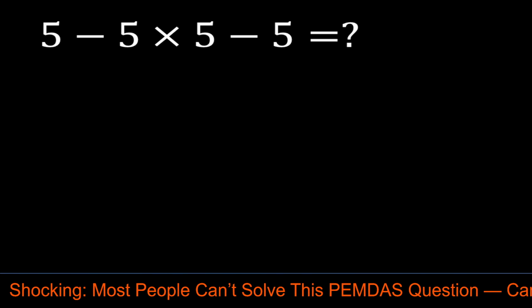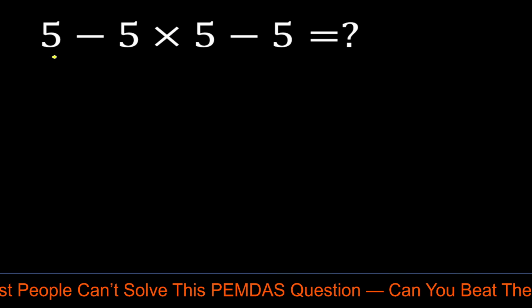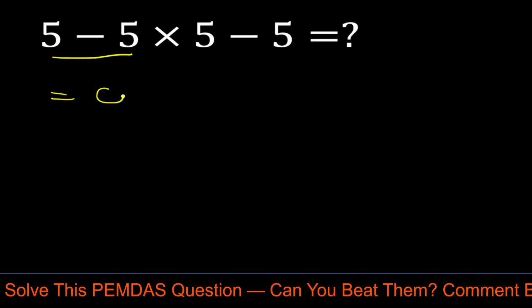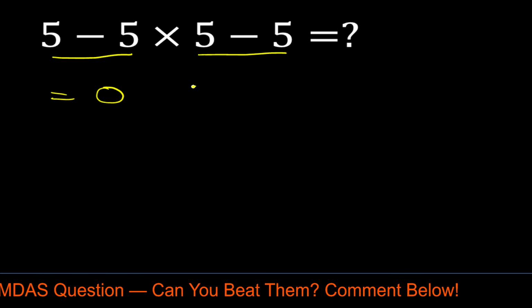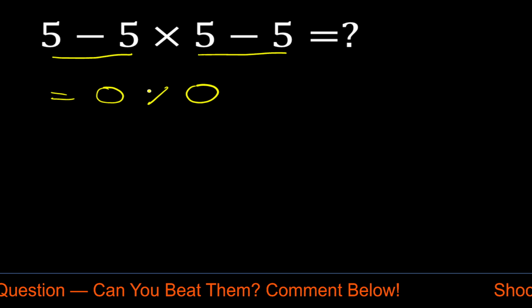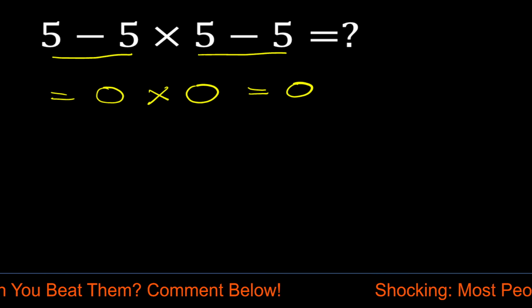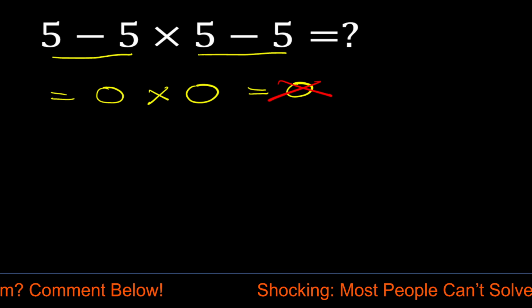So most people solve this question like 5 minus 5. So 5 minus 5 is equal to 0. Then again 5 minus 5. So 5 minus 5 is equal to 0, right? Now 0 times 0. So 0 times 0 is equal to 0, right? But this answer is not correct. This answer is completely wrong.